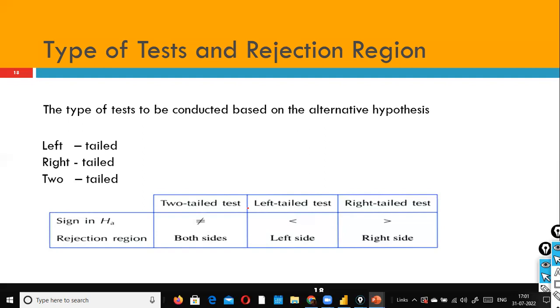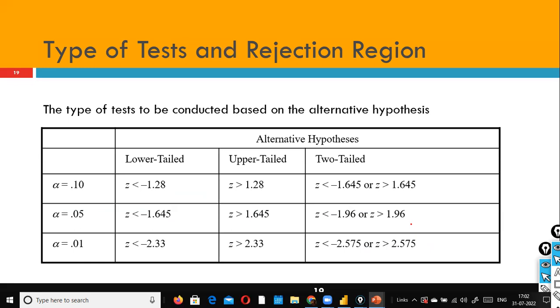Two tailed is both. In a two tail test, in the alternative hypothesis, you need to use not equal to, which means you need to test both sides. Left tail test uses less than, right tail test uses greater than. You need to remember this table, but you don't have to memorize this one.